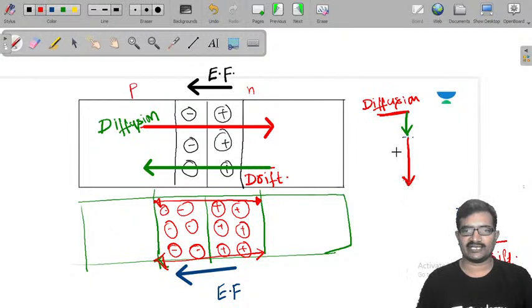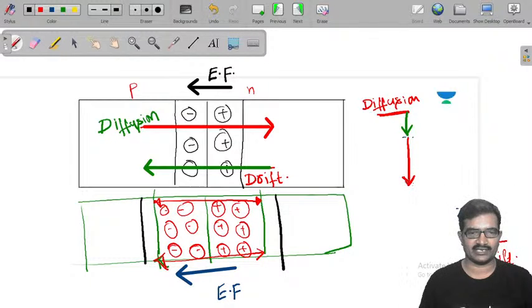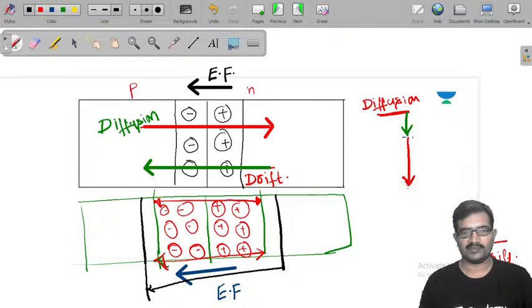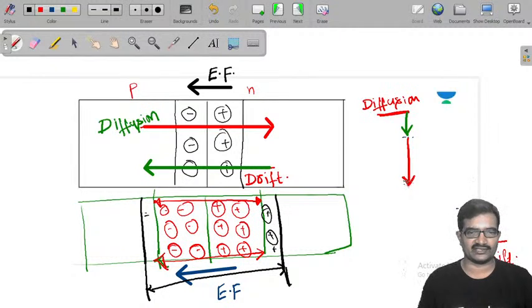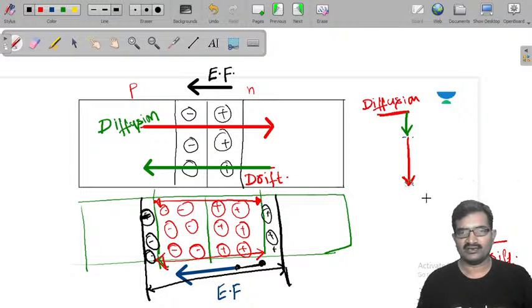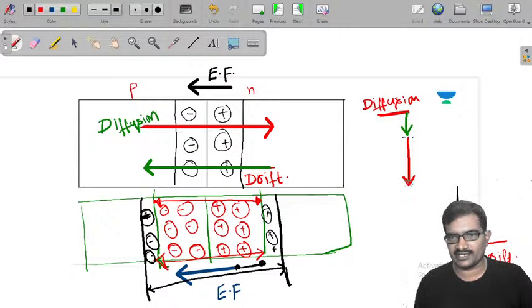Now once diffusion is there, recombination takes place. It results in the depletion region width increasing now up to here. Now this is the depletion region width. Once the depletion region width is increasing, the electric field strength is going to increase. Once the electric field strength increases, drift movement is going to increase.